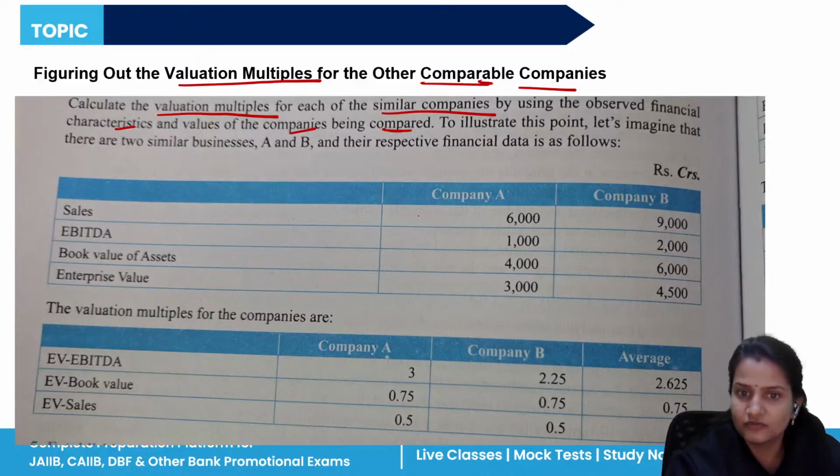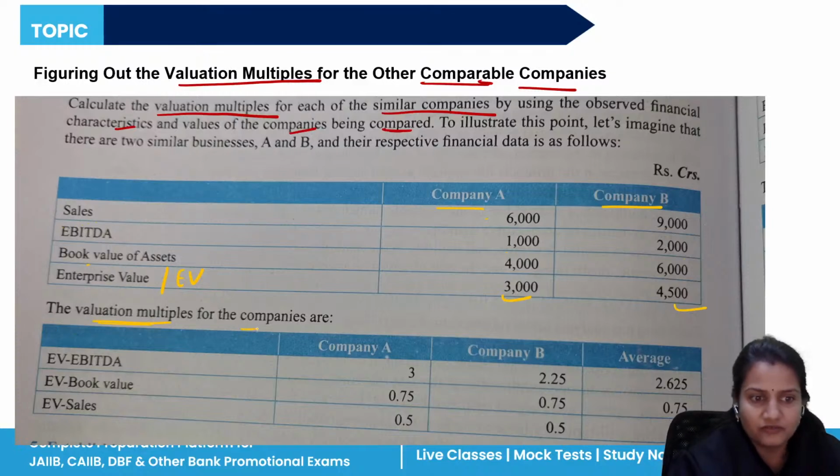So how to find the valuation of the company? With the help of comparison, the comparable companies method. So sales of two companies are given, company A and company B. Sales are given how much? 6,000 and 9,000. Now, EBITDA means what? Earnings before interest and tax. That is 1,000 for company A, and company B is what? 2,000. Book value of assets, both the companies are given, 4,000 and 6,000. Enterprise value, that is EV, it is 3,000 and 4,500.